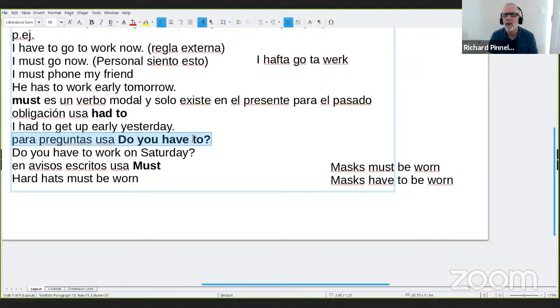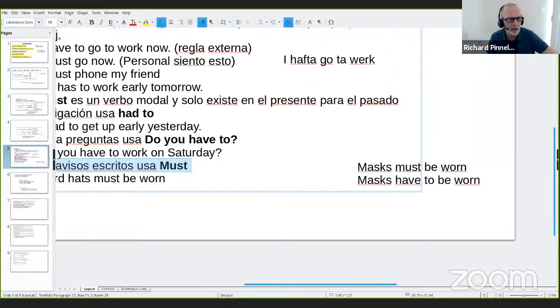También en las preguntas, generalmente no usamos must. Podemos usar must en preguntas, pero tiene otro significado. Si estamos preguntando de obligaciones, vamos a decir, "Do you have to go?" No, not "must you go." Must you go es posible, pero es más formal y tiene un sentido diferente. Do you have to work on Saturday? No podemos realmente decir, "must you work on Saturday?" Y aquí, como puse antes, en avisos escritos usamos must. So esta página tiene las diferencias entre have to y must.